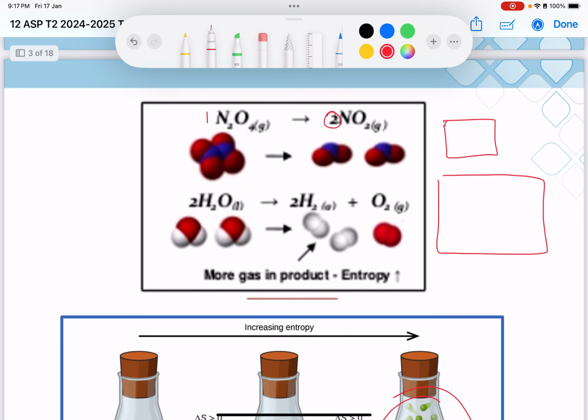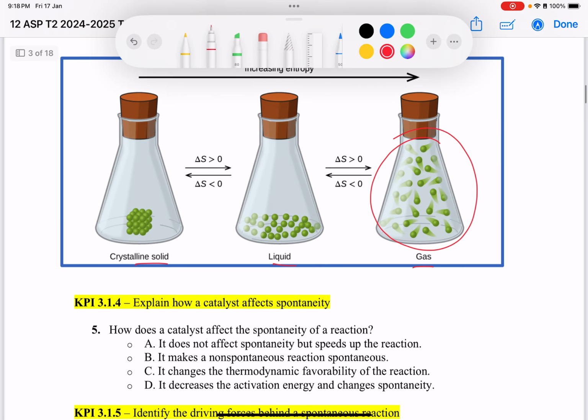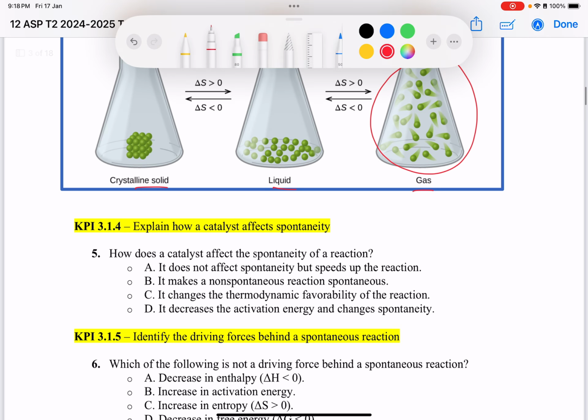Forming more complicated molecules or more moles. This is 2 going into 3. Breaking down of a compound increases entropy.